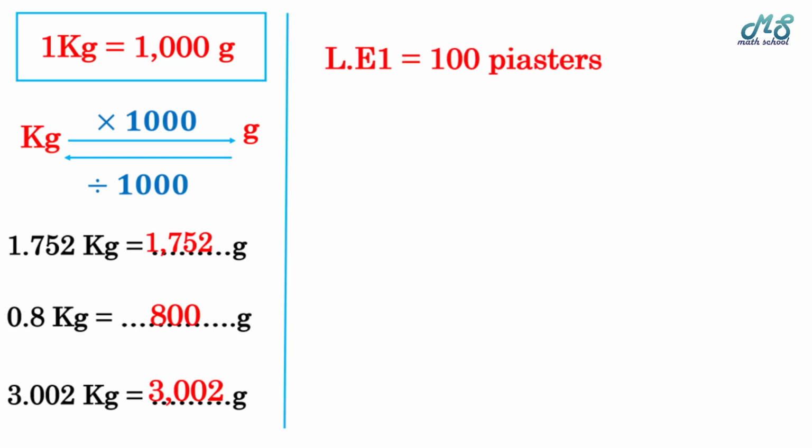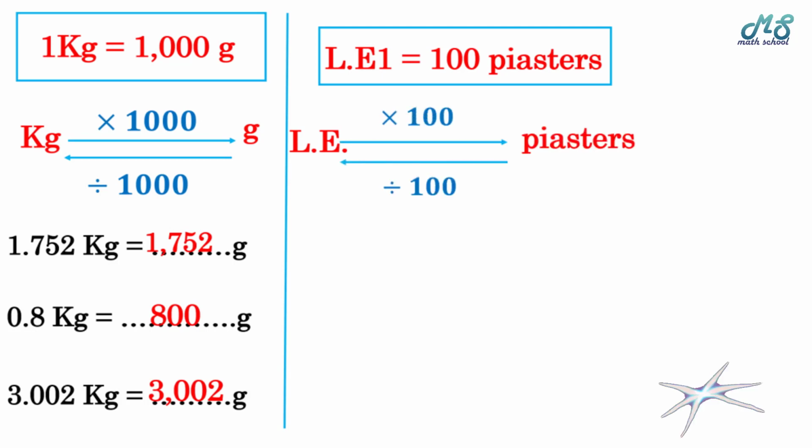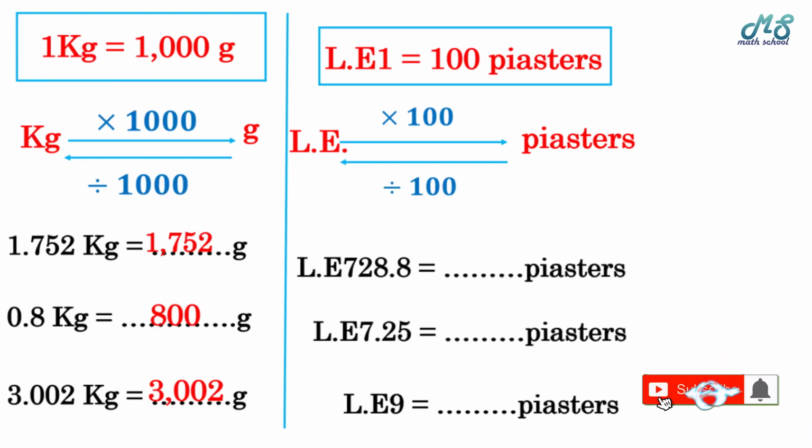By the same way, to convert from 1 pound to piasters, just we will multiply by 100. From piasters to pounds, we will divide by 100. So, guys, complete: 728.8 equals how many piasters? We will multiply by 100. Just move the decimal point 2 decimal places to the right. We will insert just 1 zero. It will be 72,880.